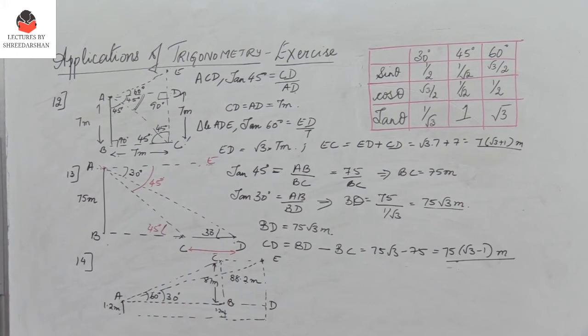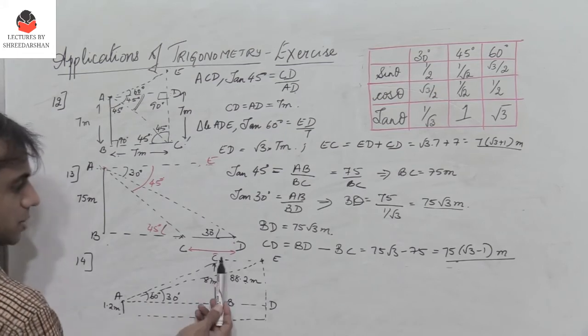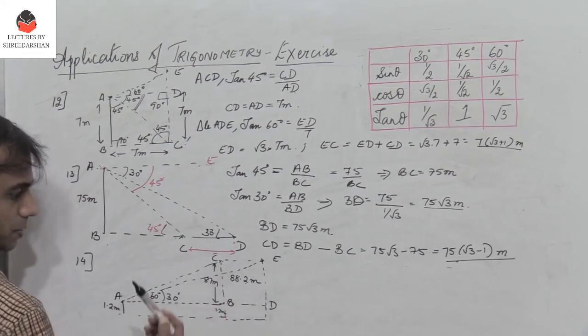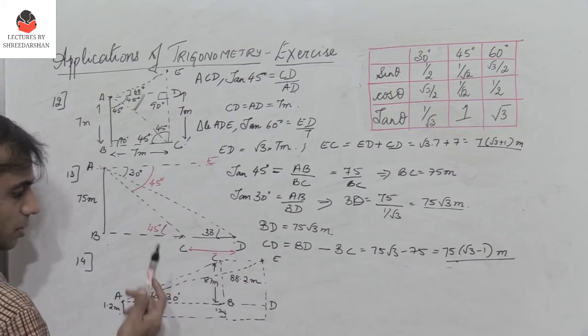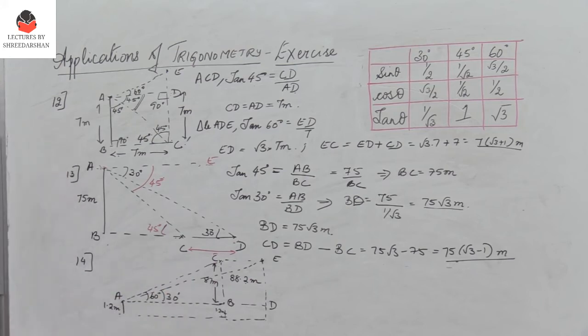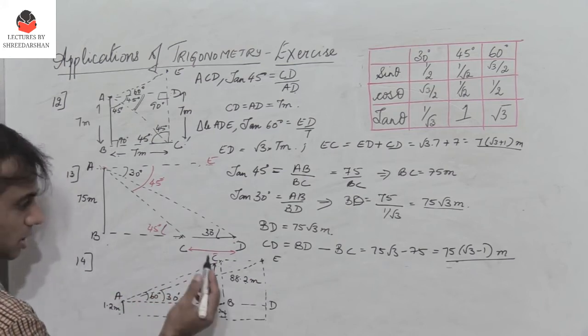So now the question is, what is the distance traveled by the balloon? The distance traveled by the balloon is from C to E, which is equal to B to D, whereas the height has remained the same. So now let me consider the right angle triangle ABC.